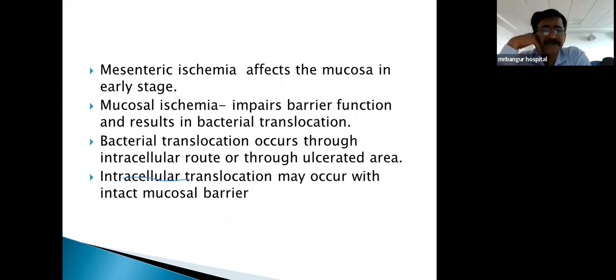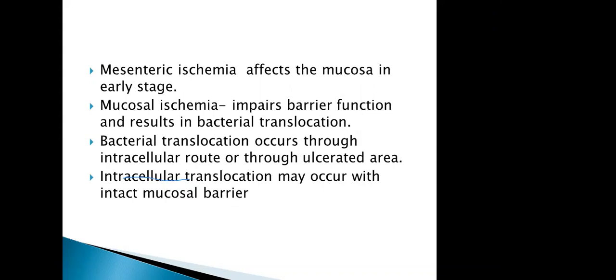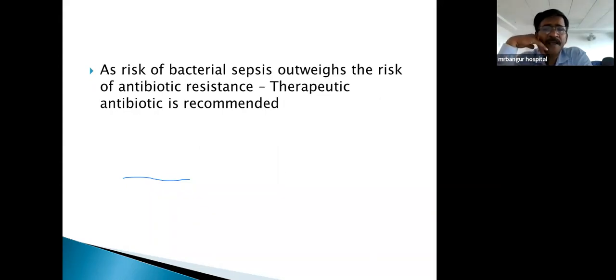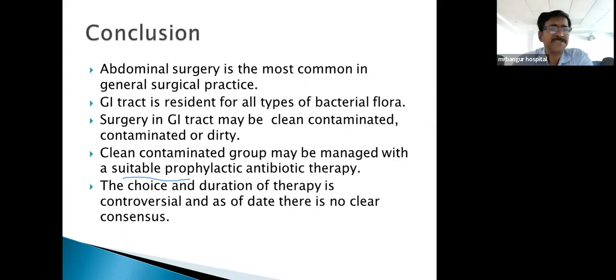This mesenteric ischemia affects the mucosa in the early stage, and mucosal ischemia impairs barrier function, and that results in bacterial translocation. This bacterial translocation can occur through the intracellular route, through the ulcer area, or intact mucosa, and this can lead to sepsis. All the gut organisms can translocate to the gut wall and result in systemic sepsis. So the risk of bacterial sepsis outweighs the risk of antibiotic resistance. So therapeutic antibiotic is indicated in patients who have gut ischemia.